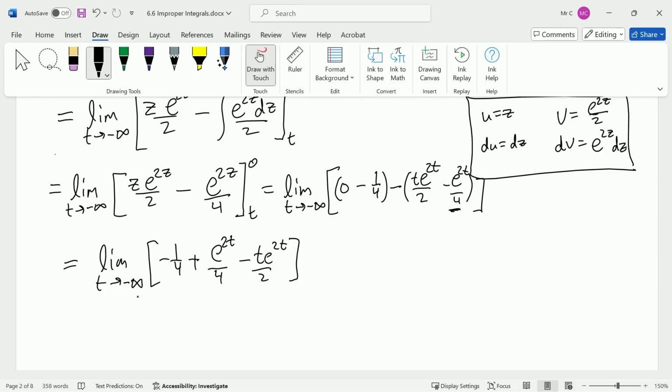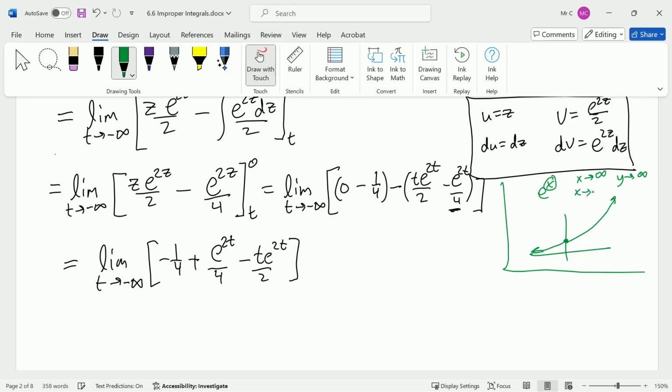Okay, so what's the problem with this negative infinity? Well, if this is going to negative infinity, I have this product here, t times e to the 2t. You may recall the graph for e to the x looks like this. If x is going to infinity, if the input is going to infinity, then the output is also going to infinity. And if the input is going to negative infinity, the output approaches 0.